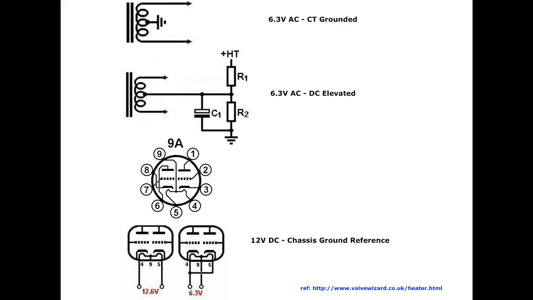So let's recap on what we've covered so far, right? The top here, this is a normal 6.3 volt AC heater supply with the center tap grounded. Then we spoke about DC elevated AC, right? So you've still got an AC heater supply here, so 6.3 volts at 50 or 60 hertz going to your preamp tubes and power amp tubes for that matter. Here we've got the center tap at an elevated DC reference, right? So we talked about that.